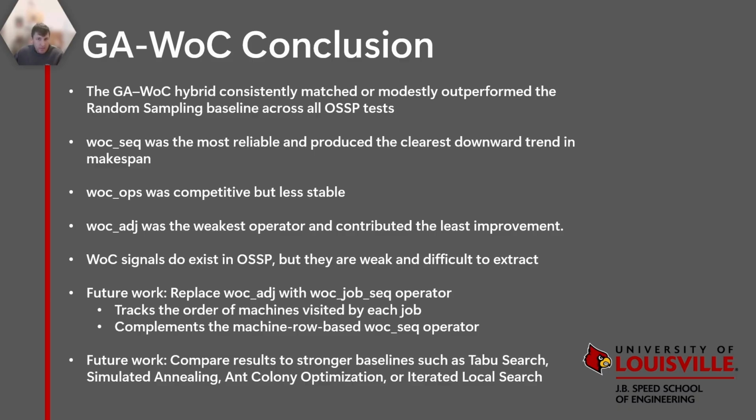We had a machine job sequence, but I was curious if we did a consensus built on a job machine sequence, if that would increase performance. And then also compare it to something stronger than just pure random algorithms, maybe ant colony optimization, more traditional solutions to OSSP. And that's my project.